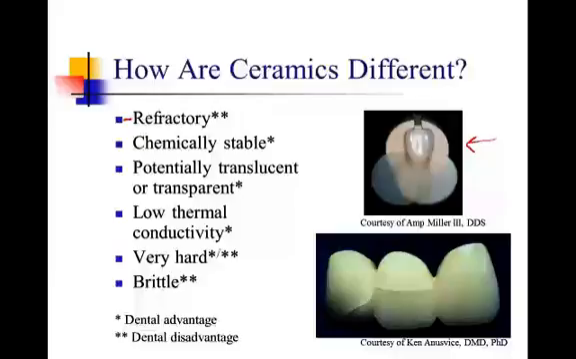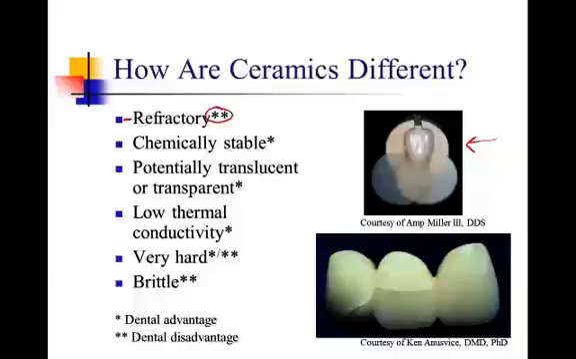And I've included some asterisks here to indicate for each of these superlative properties whether that happens to be an advantage for dental applications or a disadvantage. Refractory is a disadvantage for dentistry. In many material science applications, having a high melting point is good. That's the reason we choose a ceramic for those applications. In dentistry, it makes the material difficult to process, which makes it expensive to process. So that's a bad thing.